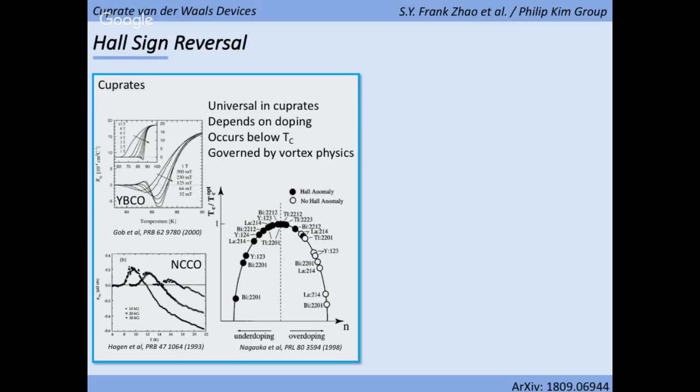Well, it turns out this is a well-known effect in the cuprates. In fact, it's universal to all the cuprates, not only hole doped, like our system, but also electron doped. And moreover, in the hole doped system, even though there are different types of cuprates, it turns out the appearance of this Hall anomaly, this Hall sign reversal, is universal for all the optimally doped crystals as well as the underdoped ones. For some reason, if you go to the overdoped region, the effect goes away.